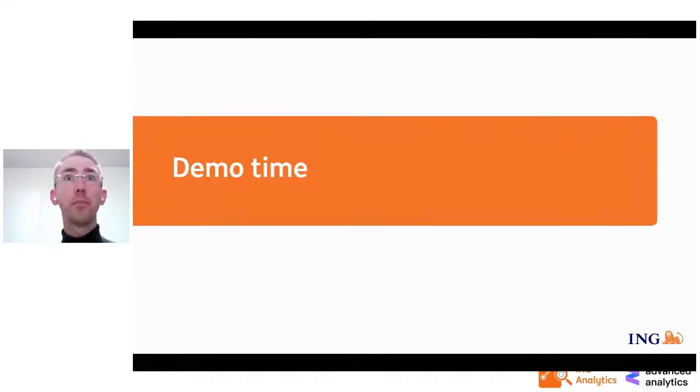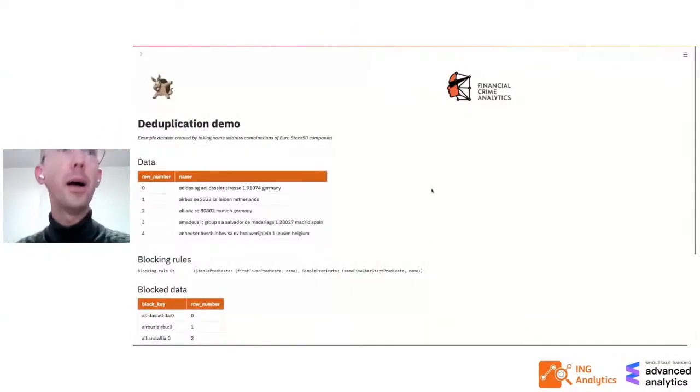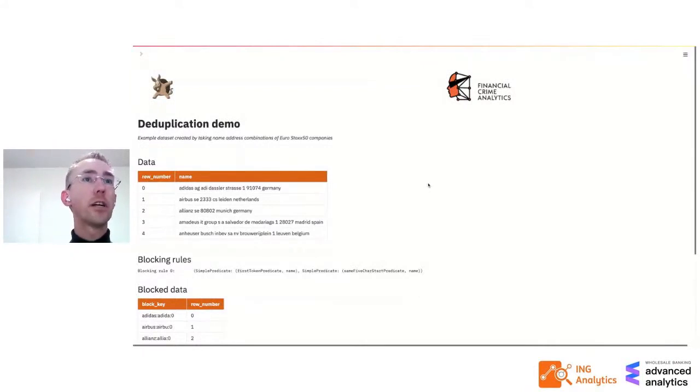Let me show you on some data how this would work in practice. I share a demo that I prepared. I hope you can all see it. So we are going through all the steps of the Dedupe package on this data set that I prepared based on Stoxx 50 companies. We start with a data table, just a row number and the name with the address included of those companies.